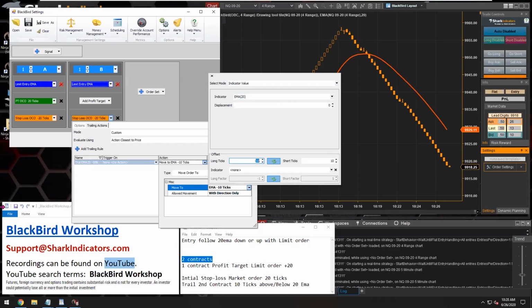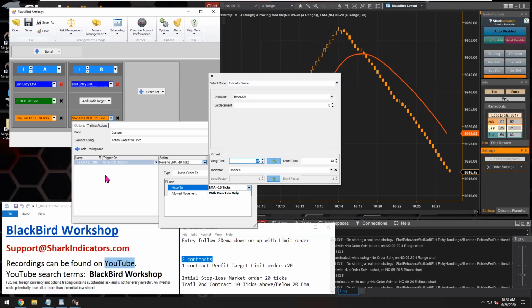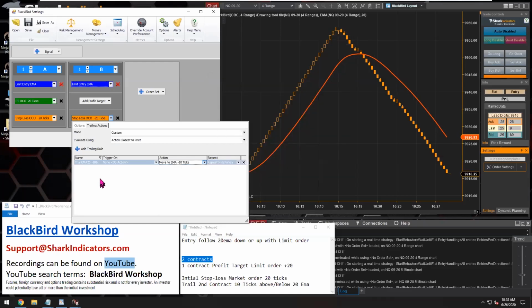All right, so David would like to add another trailing rule that's going to tighten up the stop loss. Say after 30 ticks of profit, you want to tighten that stop loss to just trail by 10 ticks. All right, sure. So to do that, you have to ask yourself, is it possible for the first order set to tighten up its stop loss?